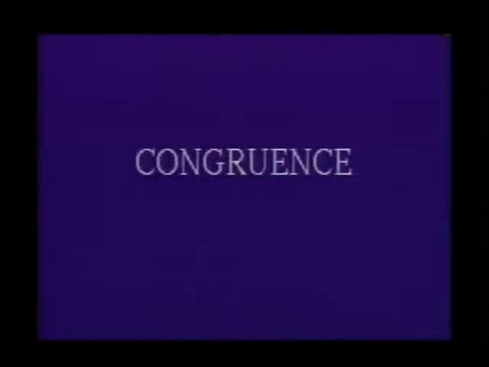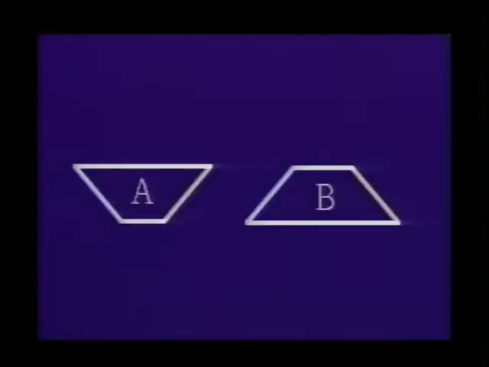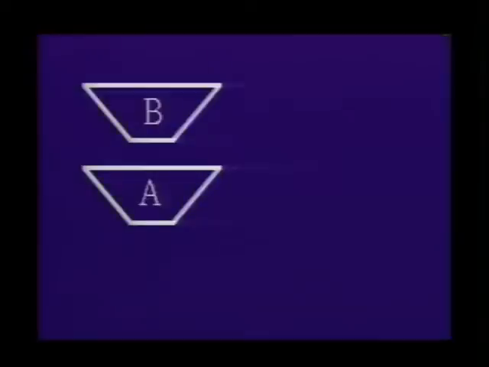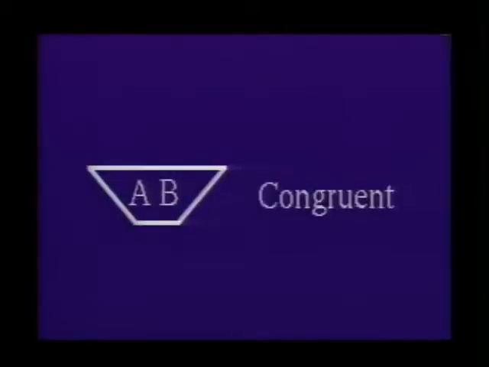Congruence. In geometry, two figures that have the same size and shape are said to be congruent. In other words, two figures are congruent if one is an exact duplicate of the other. Look at figures A and B. We can move figure B in such a way that it will exactly fit on top of figure A. Figure A and figure B are congruent figures.